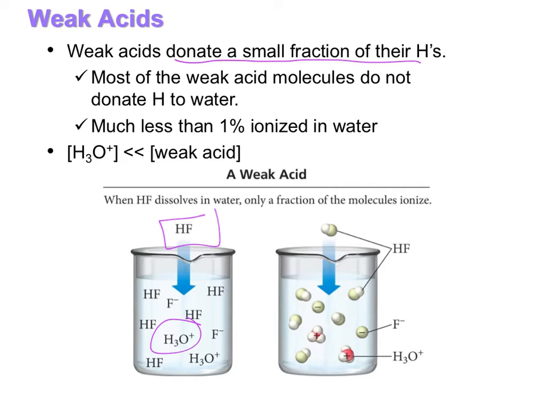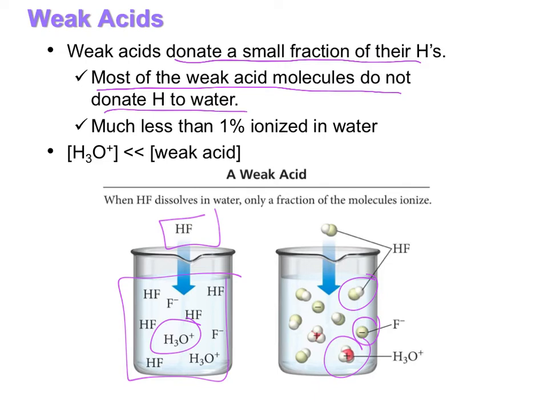So instead what you see is a mixture, right? You see some HF still intact, you see some fluoride ions, you see some protons that reacted with the water in solution. This is because not all of these donate their protons to water. Not all of the weak acid molecules do that. So you have less than 1% ionized in water, and overall this is a weak acid.